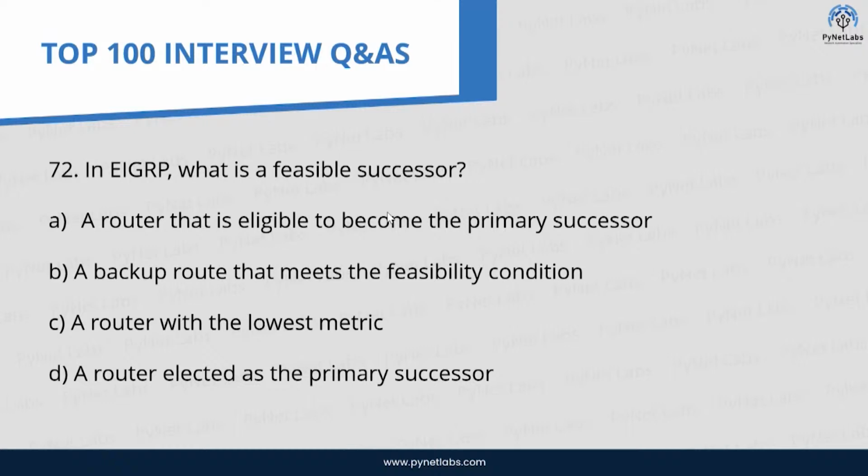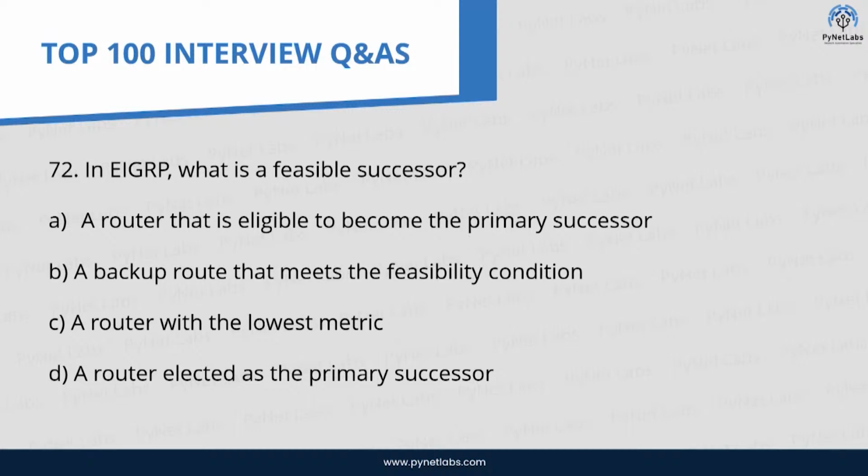The correct answer for this question is option B, a backup route that meets the feasibility condition, because in EIGRP a feasible successor is a backup route to the primary one, which we call the successor route, and it has to meet the feasibility condition. There is a condition in EIGRP, you must know that. So the correct answer is option B, a backup route that meets the feasibility condition.